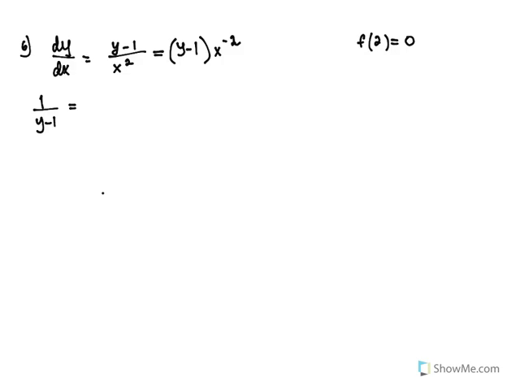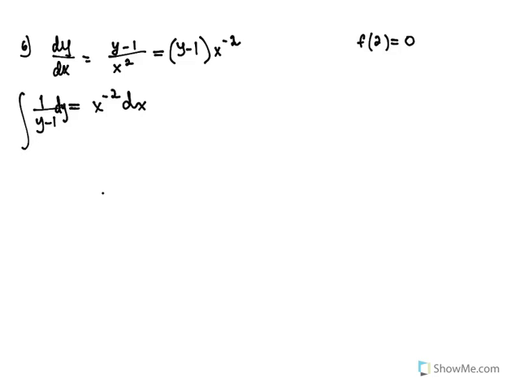You see? So when I divide by y minus 1, I get rid of that, and I just have x to the power of negative 2, but I multiplied by dx as well. Oh, here I'm missing dy. Now that looks better. So that's it.